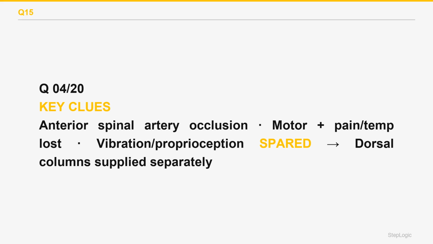This infarcts the structures in the anterior and lateral cord, the corticospinal tracts, causing bilateral paralysis, flaccid acutely, spastic later, and the spinothalamic tracts, causing bilateral loss of pain and temperature below the lesion. The dorsal columns, which carry vibration and proprioception, sit in the posterior third of the cord and are supplied by the separate posterior spinal arteries, so they are spared. That is why vibration and proprioception remain intact.